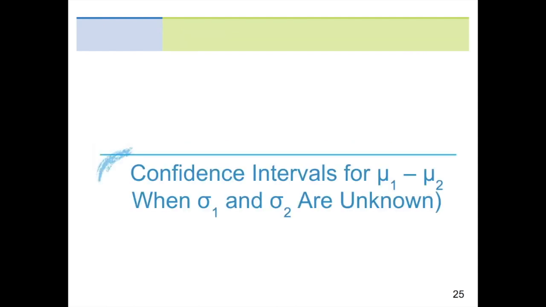Confidence intervals for mu sub 1 minus mu sub 2 when sigma sub 1 and sigma sub 2 are unknown. So the first section we just did was kind of a review of 7.1 with the subtraction added in. This is kind of a review of 7.2 with the subtraction added in. I wonder what the next one's going to be.